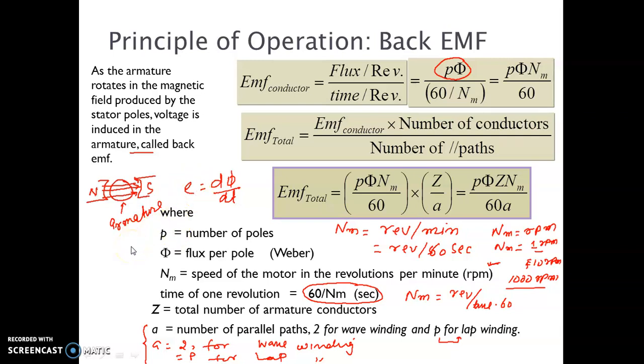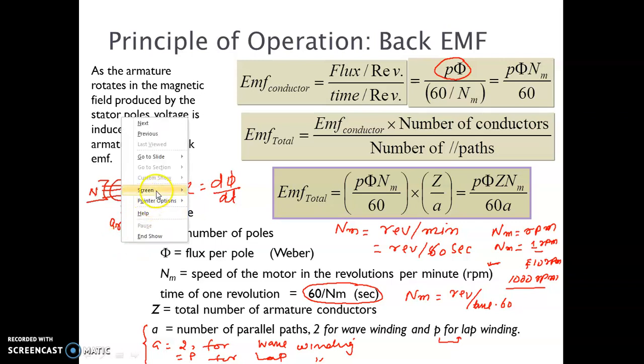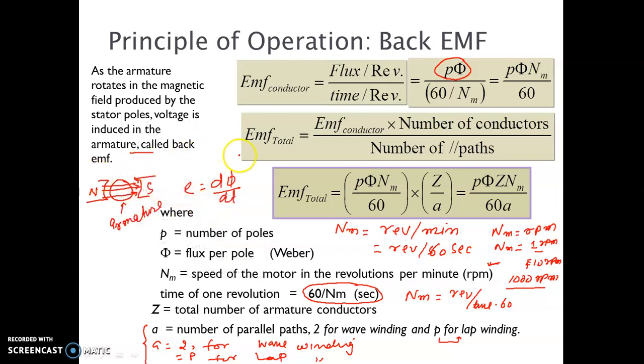Okay, so I was here in part 5 of my video, and I was discussing how to generate EMF in the armature of a DC machine. So I was here with Nm equal to revolution per time multiplied by 60. So revolution by time, then 60 is divided here, so it will go upside.